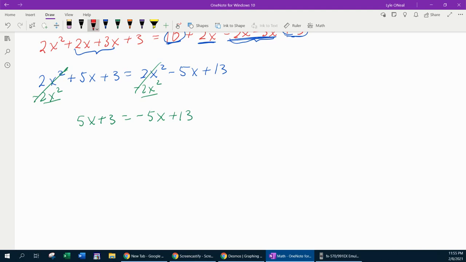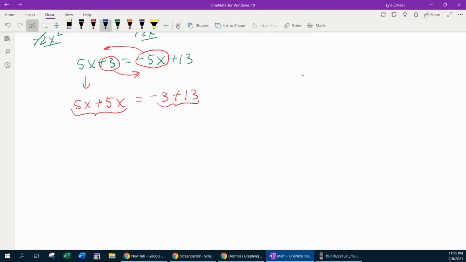And then I'm going to add 5x to both sides. Or if you think about it, I'm just going to bring this negative 5x this way and bring the 3 back. Now this guy's going to drop down and give me 5x. Negative 5x becomes plus 5x. And those are not going to cancel. Those are going to combine. Equals negative 3 plus 13. Those are going to combine. That's going to give me 10x equals 10. And now for the final step. Divide both sides by 10. X is equal to 1.